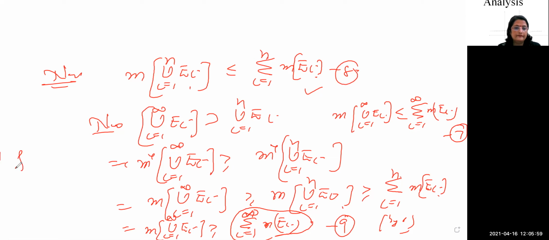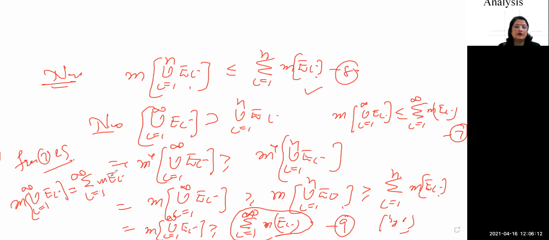So from 7 and 9, what will you get? Measure of union i running from 1 to infinity ei will be equal to summation i running from 1 to infinity measure of ei. That is what we wanted. So this is the theorem related to the countable or infinite countable union of mutually disjoint measurable sets. So it's again a measurable set.